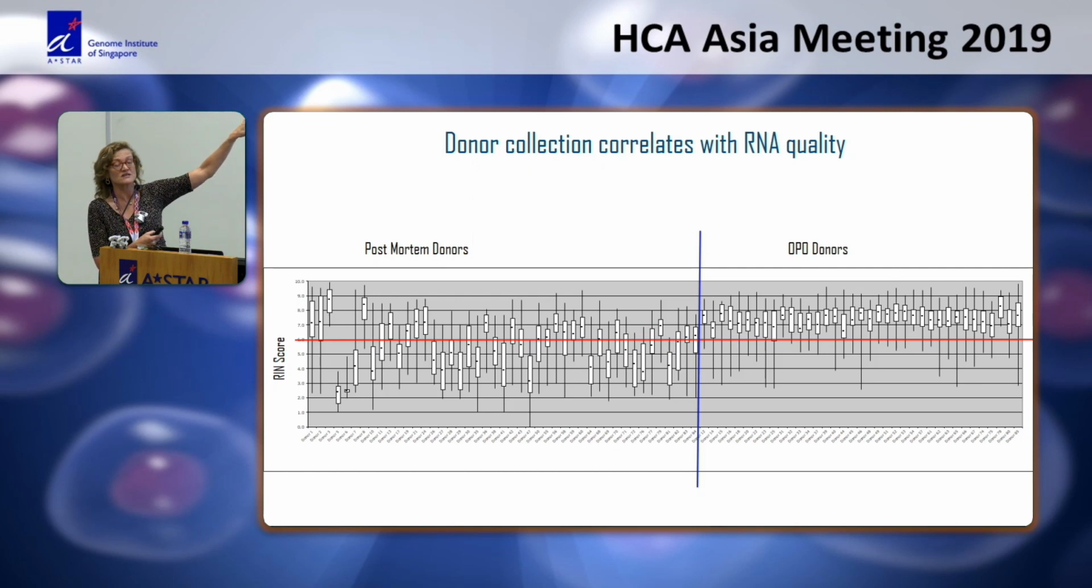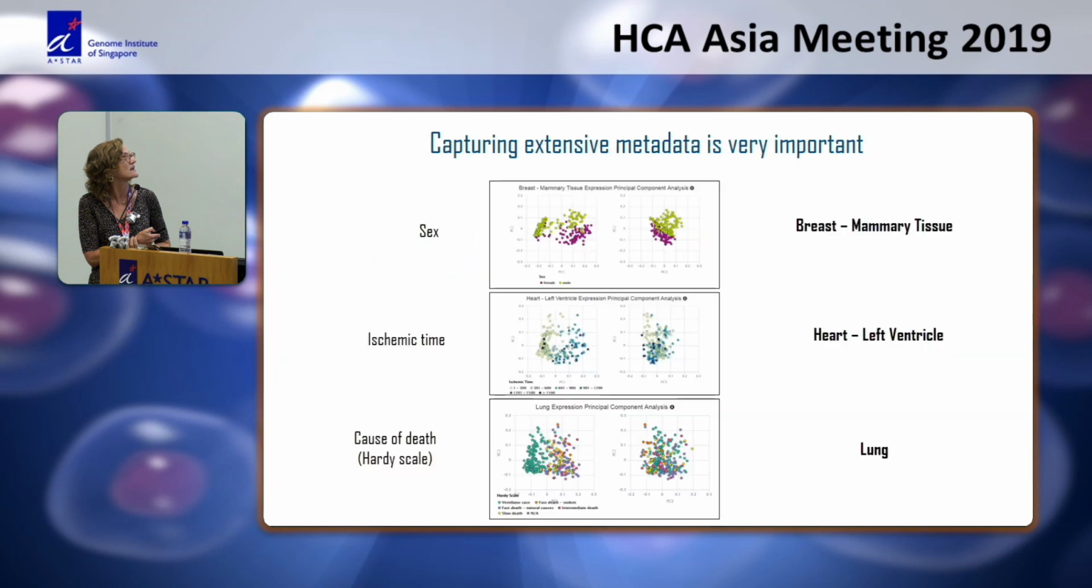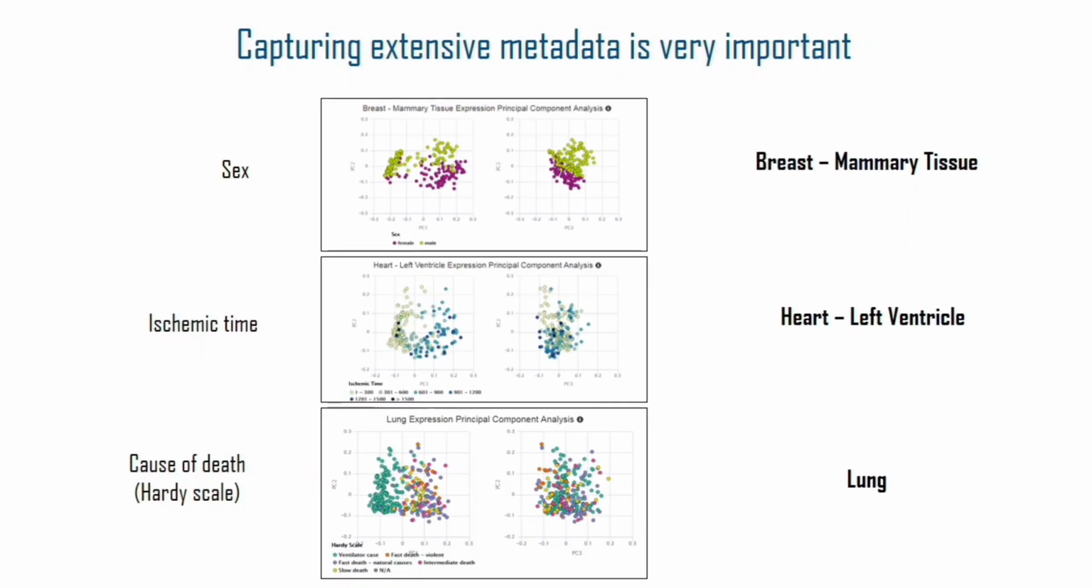There's others where the quality is almost as good as the OPO donors, and then there's some where some of the tissues are quite good quality and some are less. So this donor, even at the very front end of the collection, affects the downstream analysis. So capturing extensive metadata is very important, and GTEx captured a lot of it.